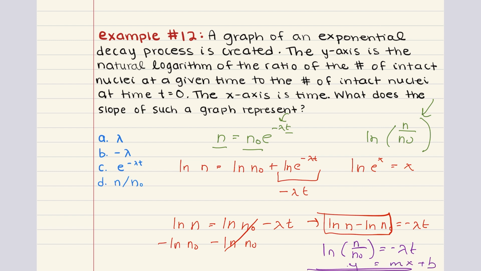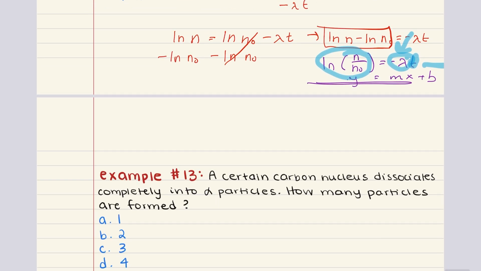Y is the natural log of N divided by N naught. X is equal to t. The slope is negative lambda, and the y-intercept is 0, because when t equals 0, then the natural log of N divided by N naught is also equal to 0. So from the equation, the slope of the graph is clearly negative lambda, which means that the correct answer for problem 12 is B. Now we can move on to problem 13.